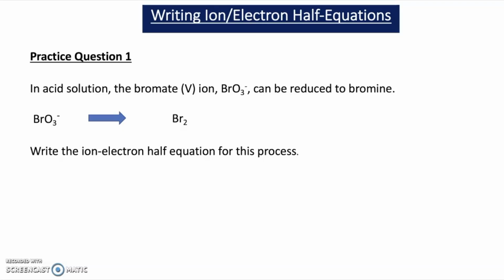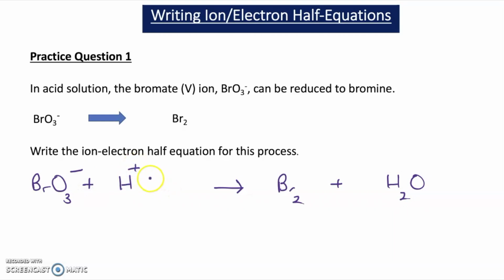So let's go for the answer. So we have BrO3 1 minus. So I'm going to write this here, BrO3 1 minus, and that goes to Br2. And remember, the other product will be H2O, just like it was for the manganate 7 ion when that was reduced. And during a reduction, we're going to gain H plus and we're going to gain electrons.